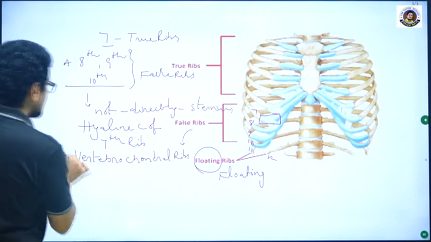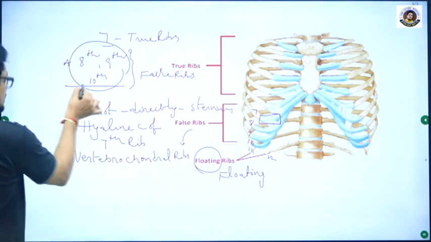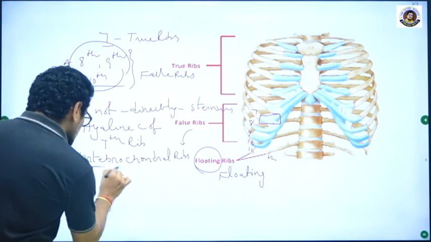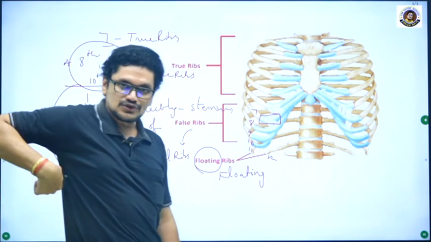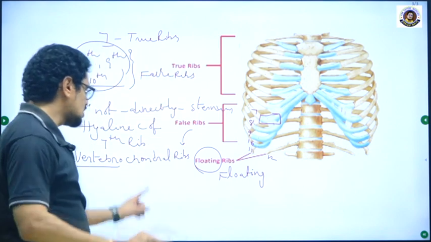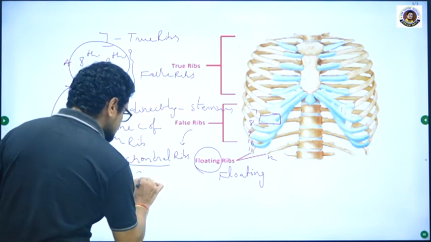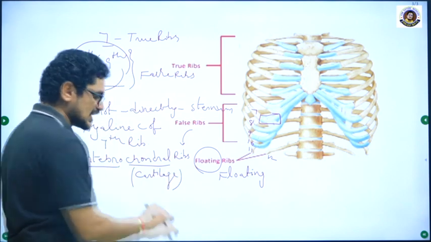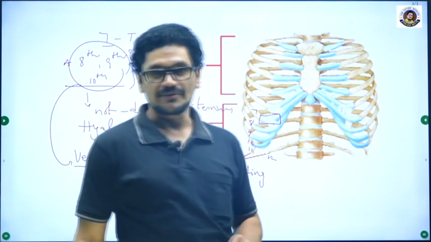Who are vertebrochondral ribs? These 8, 9, 10, these are also called vertebrochondral ribs. Why? Because all ribs are attached to the thoracic vertebrae, and chondrum means cartilage. Chondrum means cartilage. Study of cartilage is called chondrology.